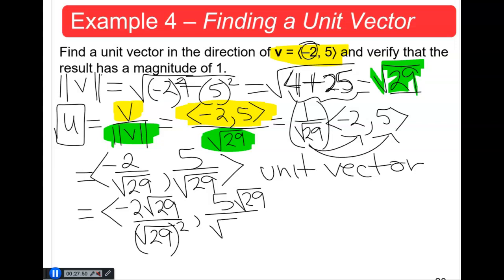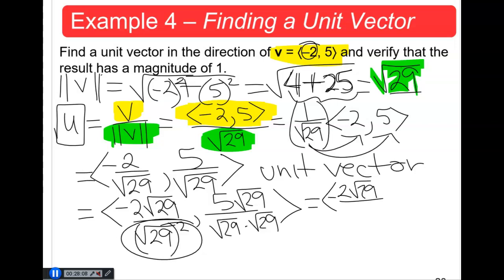And this is similar to having the square root of 29 times the square root of 29, which is equivalent to this expression, the square root of 29 being squared. And so if we simplify this operation, it will be -2 square root of 29 over 29. And then here, for the vertical component, it will be 5 times the square root of 29 over 29. And then that will be the vector.